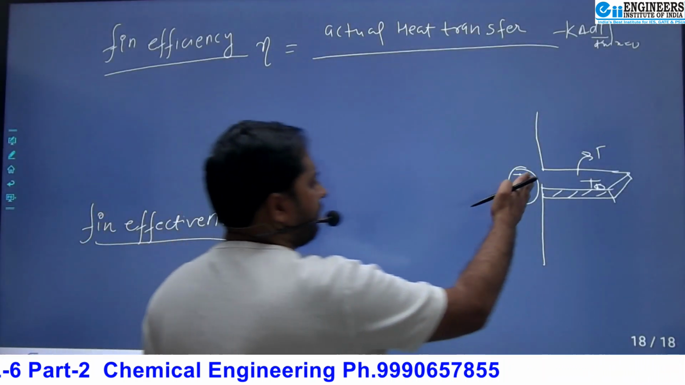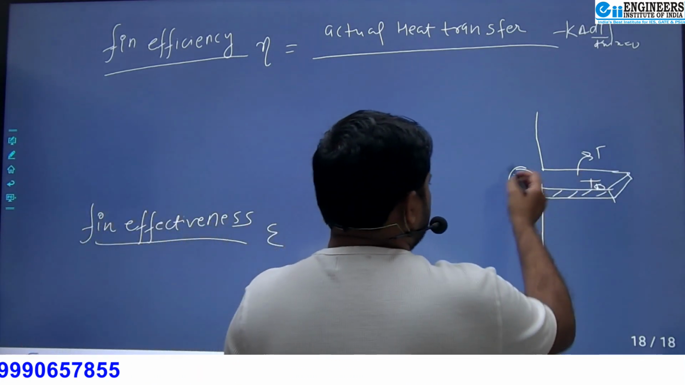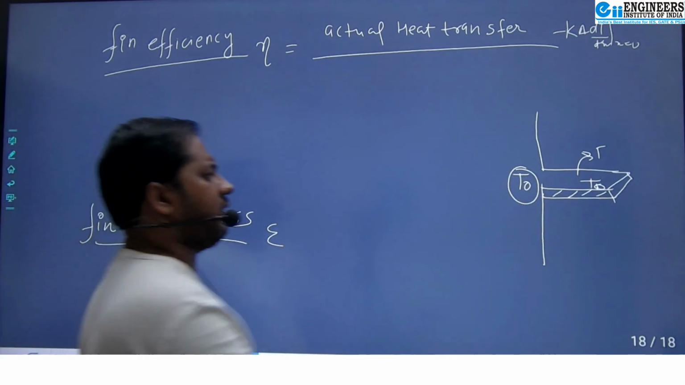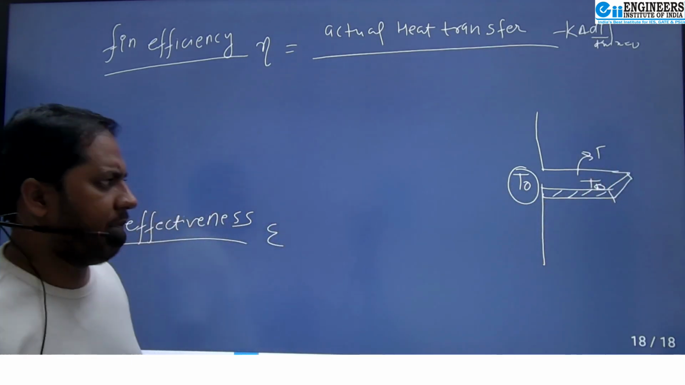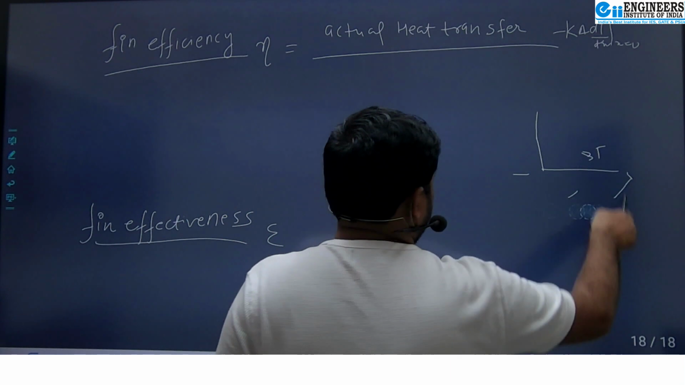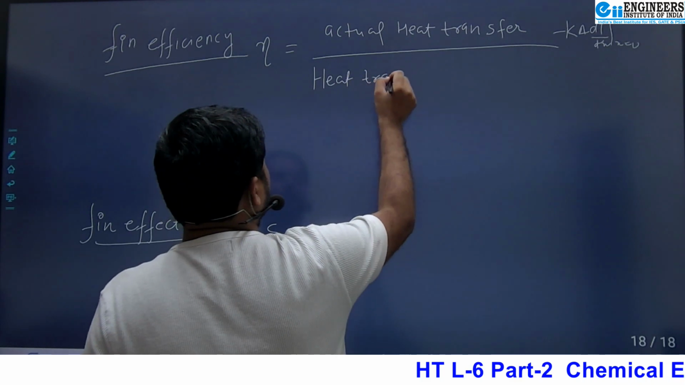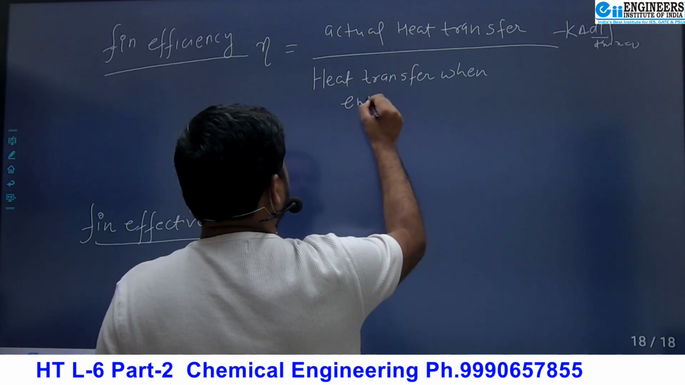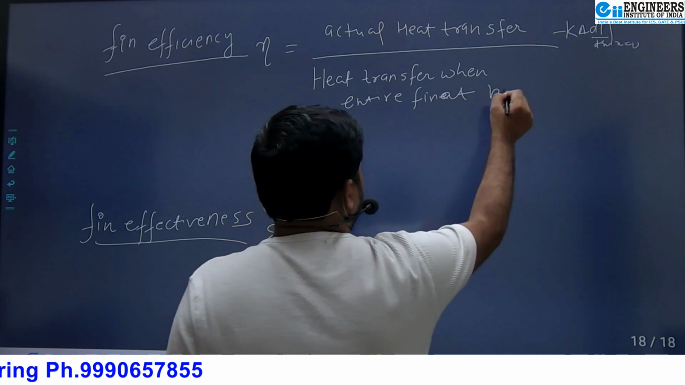Because when the conductivity of this particular rectangular fin material is so high, then as soon as the body temperature reaches T0, the whole fin reaches T0, and with the whole fin at T0, more driving force is available for the convection. So this is our ideal condition. The ideal condition is the heat transfer when the entire fin is at base temperature.